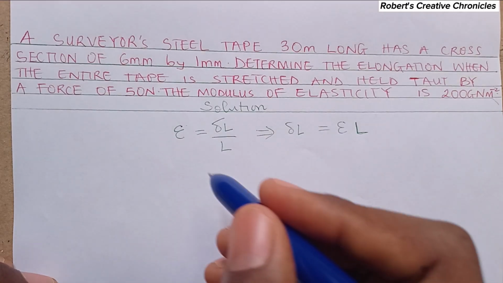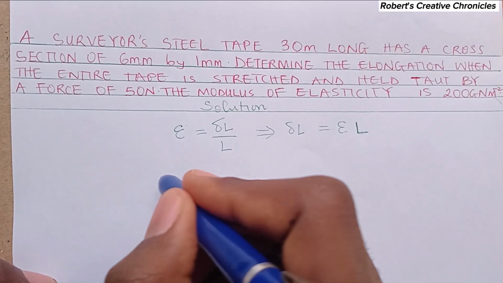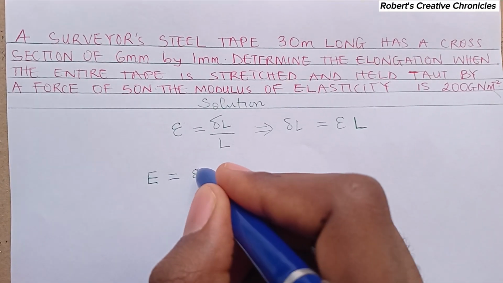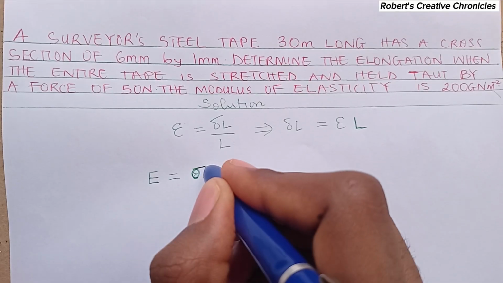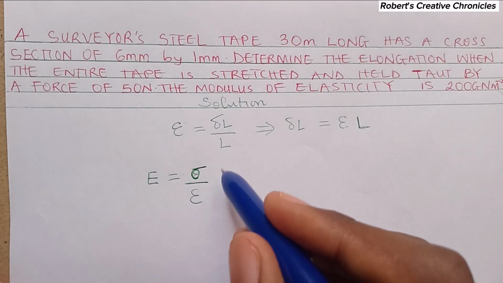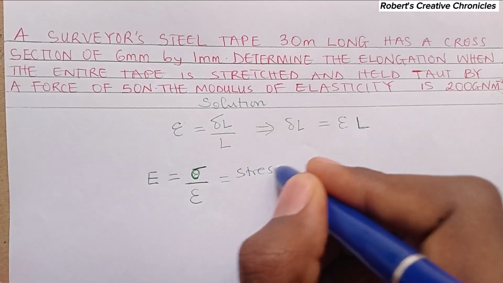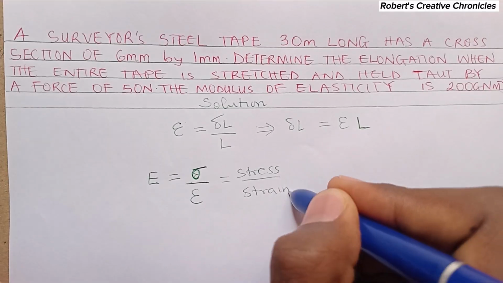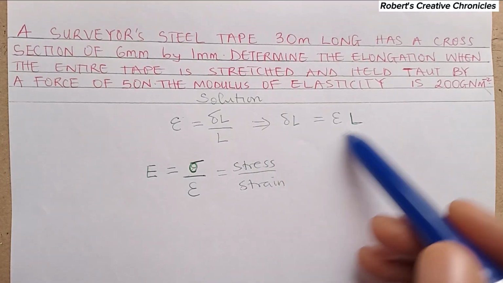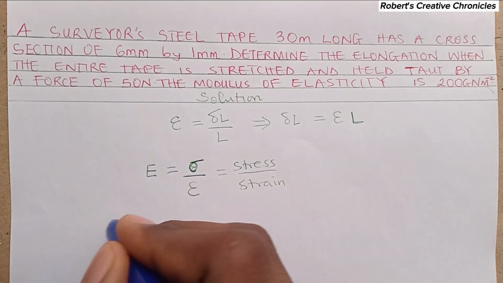But we also know that the modulus of elasticity is equal to stress over strain. Let me write stress over strain. So now, before we find the elongation, we have to find the strain. And before we find the strain, we have to find the stress. So let's find the stress.